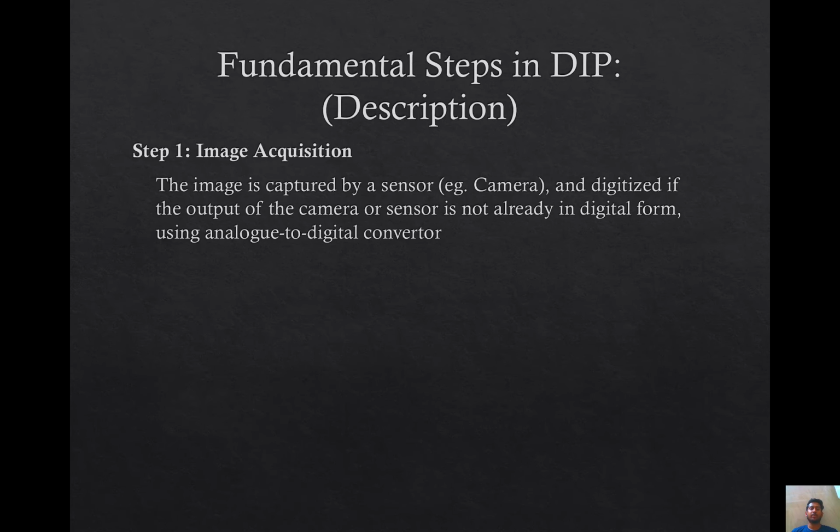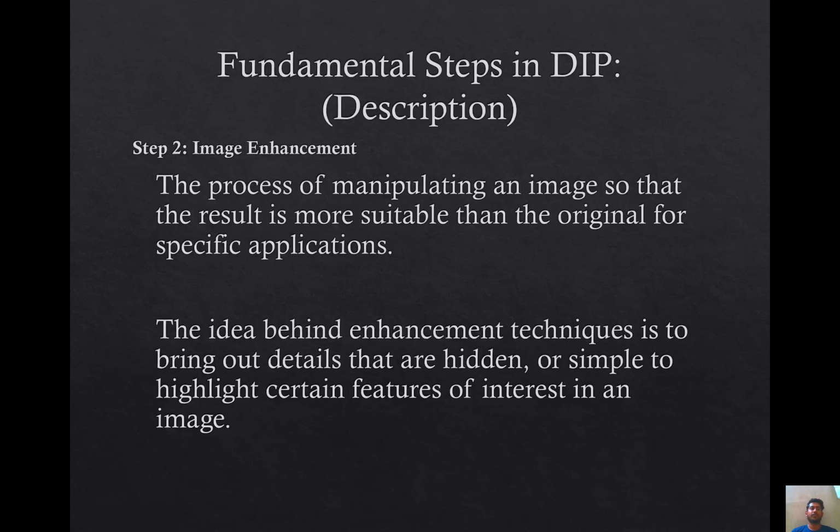Fundamental steps in DIP. Step 1: Image acquisition. The image is captured by a sensor and digitized, using analog to digital converters, if the output of the camera or sensor is not already in digital form. Step 2: Image enhancement. The process of manipulating an image so that the result is more suitable than the original for specific applications. The idea behind enhancement techniques is to bring out details that are hidden, or simply to highlight certain features of interest in an image.